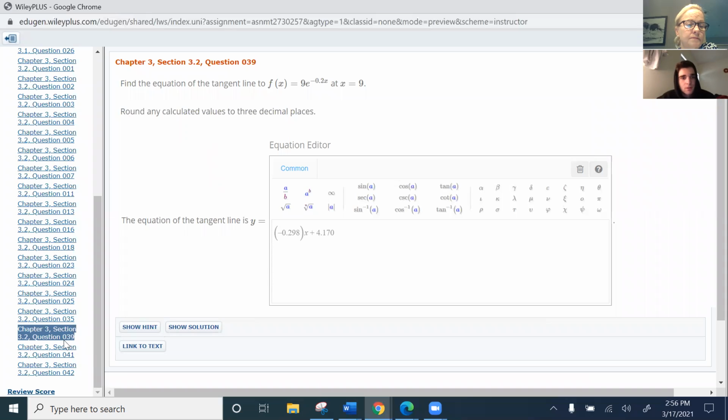Section 3.2, question 6. Question 6? Yes.